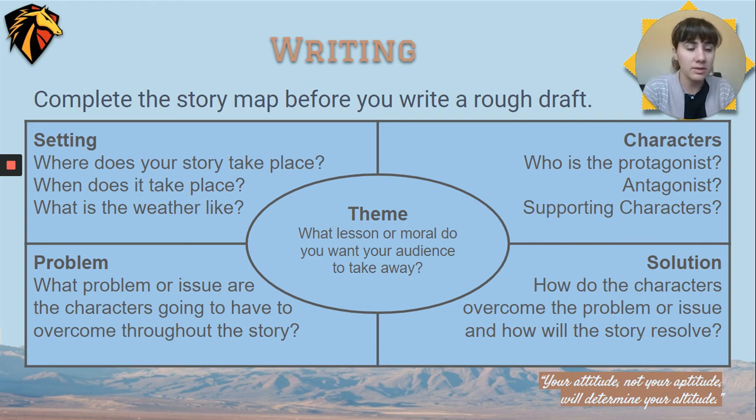And then the last box is the solution. How do the characters overcome the problem or issue? And how will the story resolve? I recommend doing the outside 4 boxes first, so you have a better picture of what your story looks like on the surface level. And that's when you go a little bit deeper into the story and into this diagram.